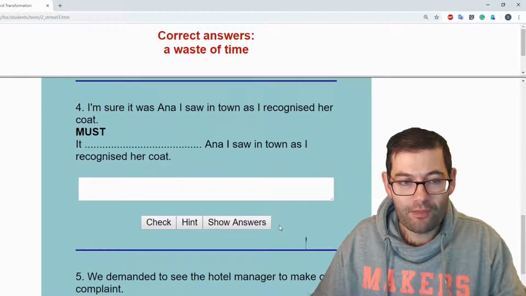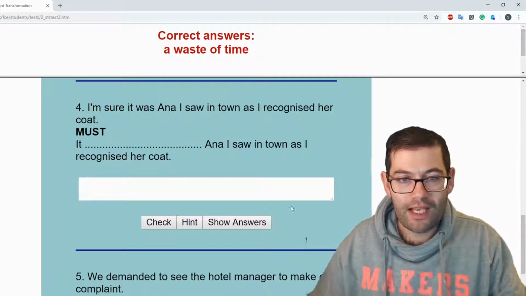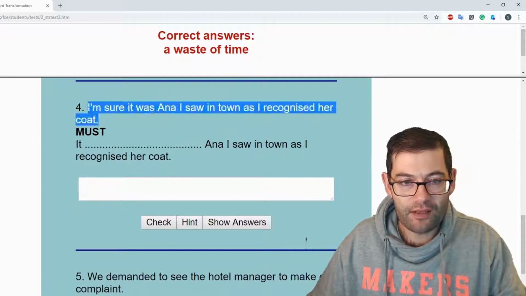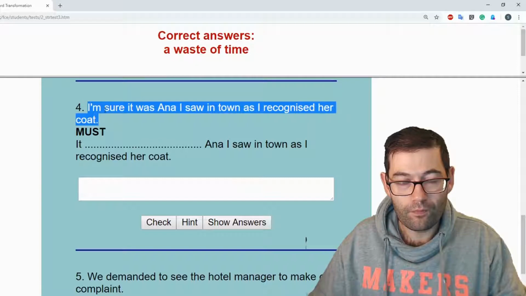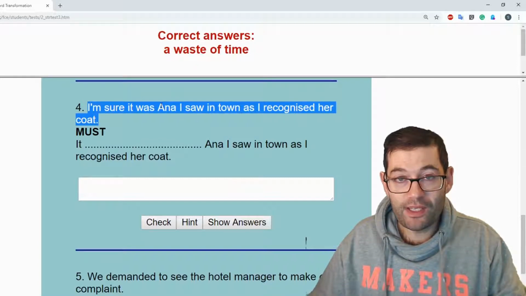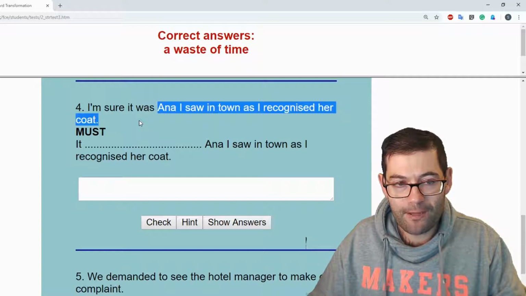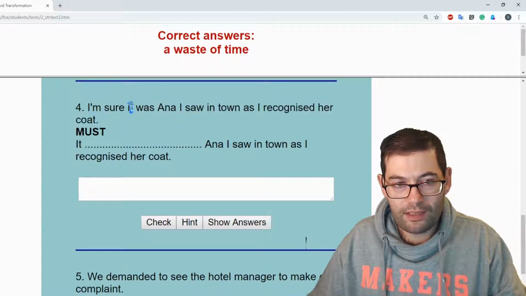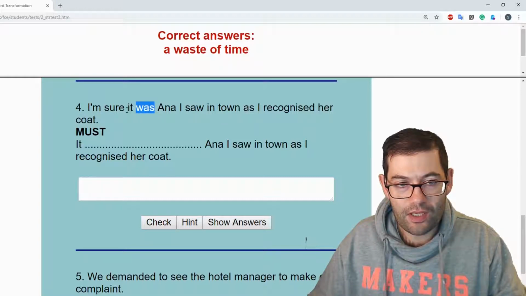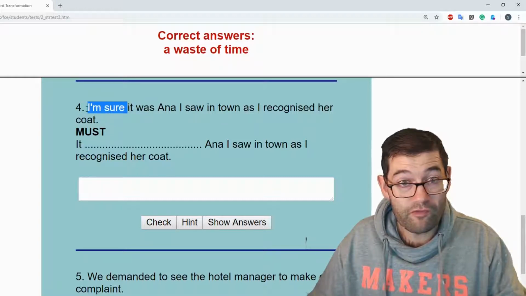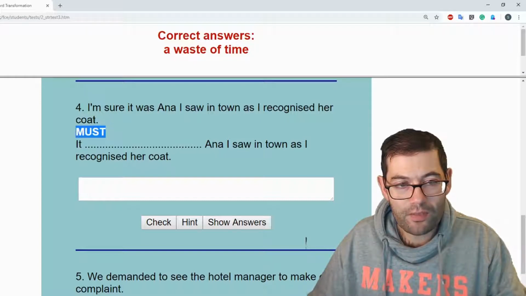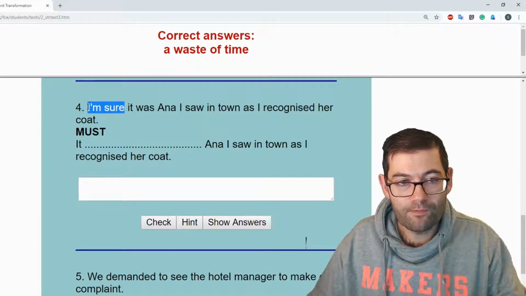Let's have a look at question number 4. I'm sure it was Anna I saw in town as I recognized her coat. So if we have a look at the same language, what we've got is "Anna I saw in town as I recognized her coat". So that bit is exactly the same as that bit there. And then we've got "it", which is at the beginning here. So the language that we're looking to find using our keyword "must" is "I'm sure".